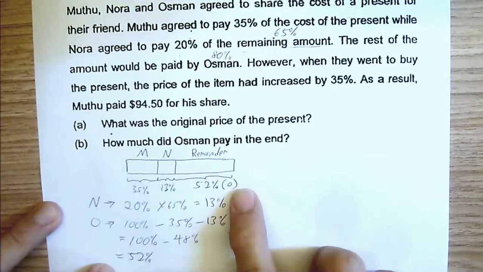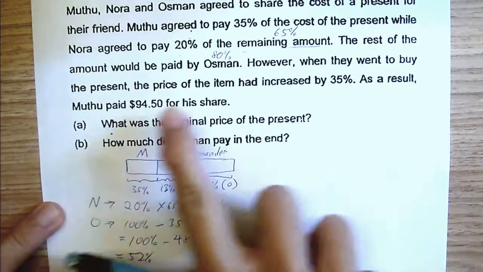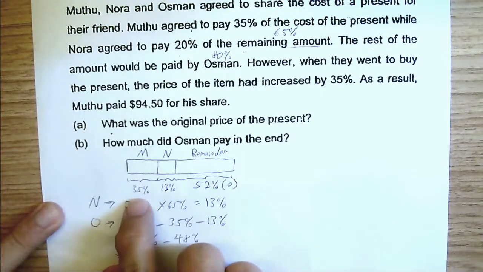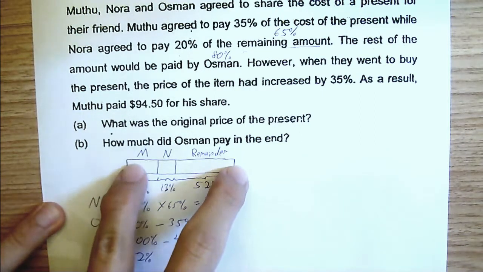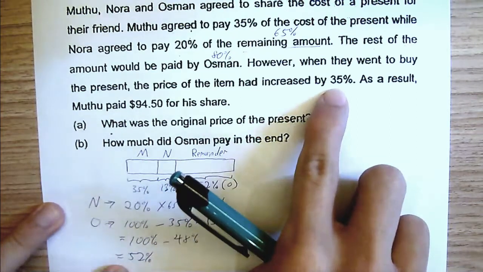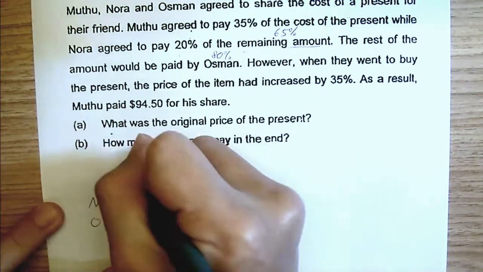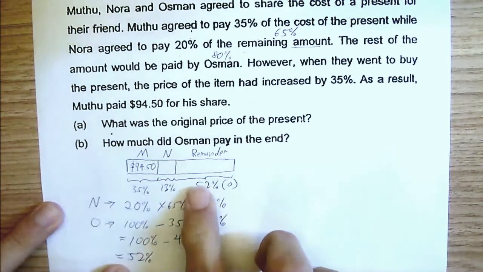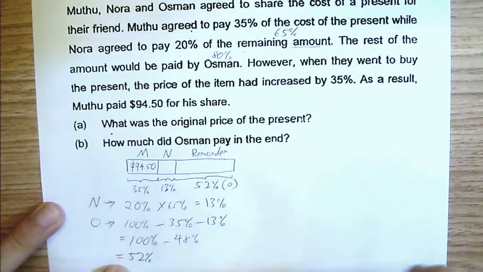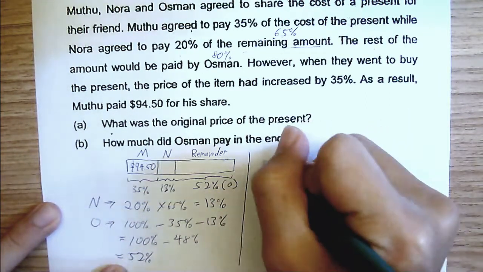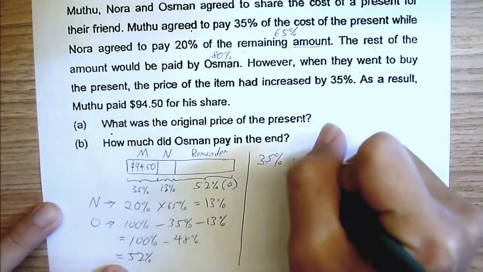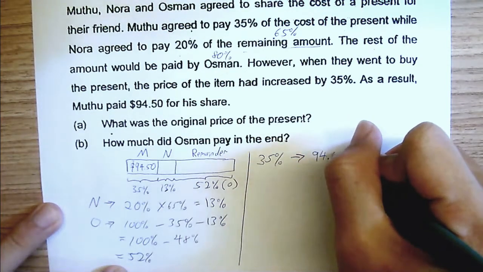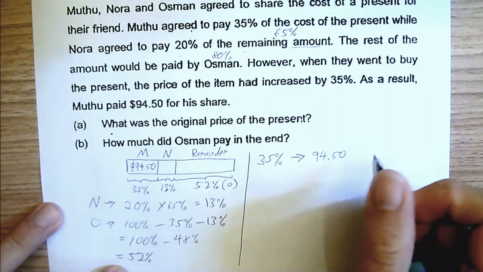Okay. Now, they said that Mutu paid $94.50 for his share, which means that this Mutu guy paid 35% of the cost of the price after it has increased by 35%, which is $94.50. So this tells us that 35% of the cost of the item is $94.50. Now we can answer the first question.